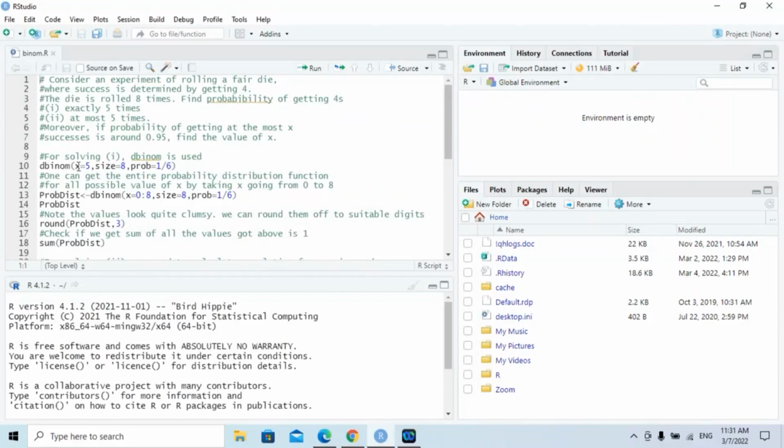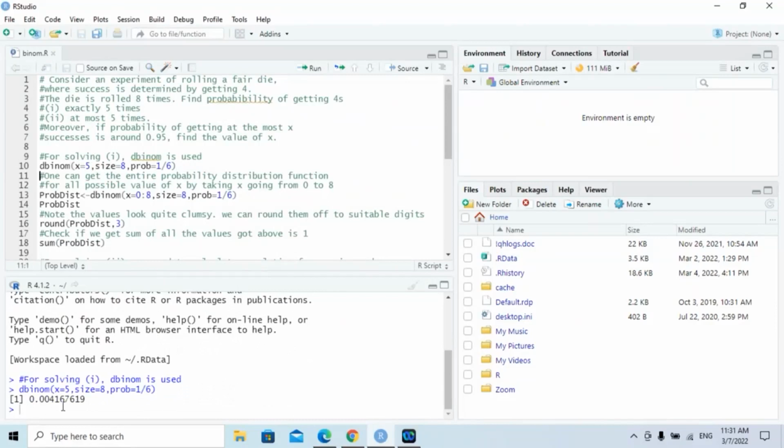5. So I'll be writing x equal to 5, and the function which we use to calculate this is dbinom. So let me run this command and check the output. You can see here the output. You can actually cross verify this with the help of our mathematical formulae or with the help of statistical tables which we have. So the answer would be 0.0042. It's around 0.0042.